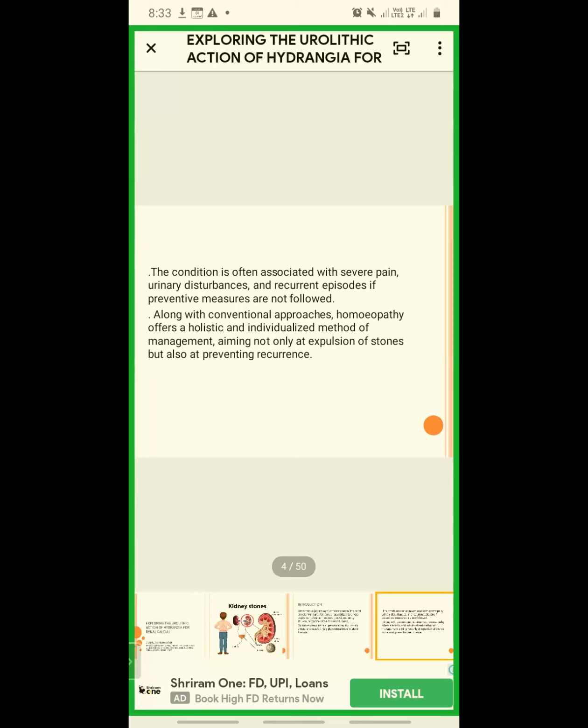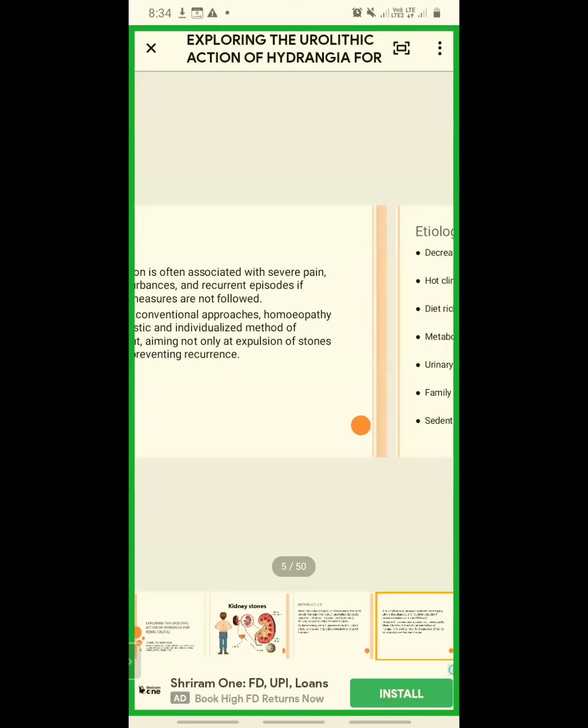The most common symptom is severe pain, associated with urinary disturbance. There will be frequent urge to urinate, pain during urination, and blood in urine. If the condition is not properly treated, it will lead to recurrence. Along with the conventional approaches, homeopathy has a holistic and individualistic method which aims to remove the stone, reduce the symptoms of the patient with renal calculi, and also prevent further recurrence.